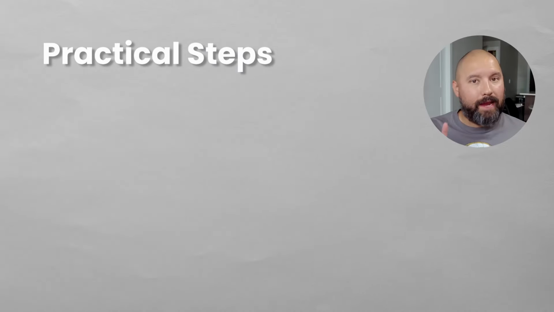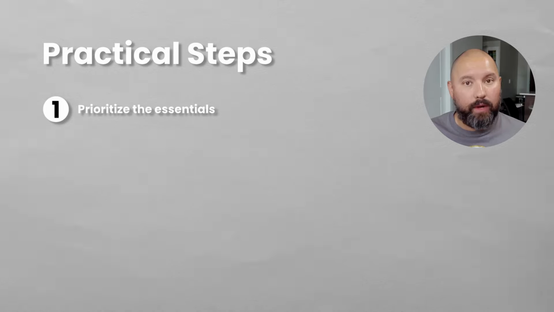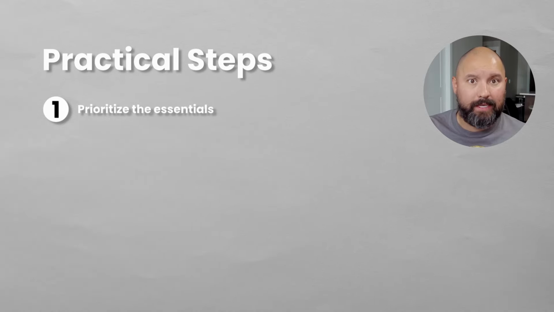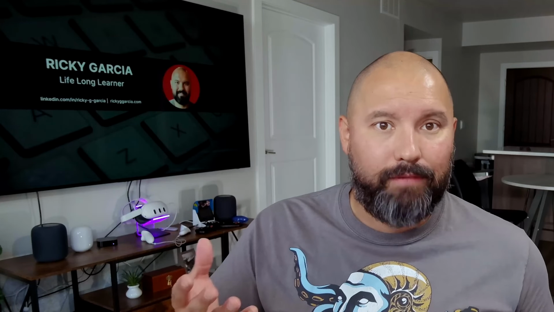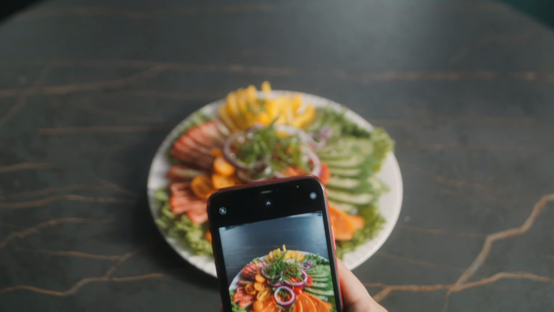Let's use 2 practical steps to simplify. Step 1, prioritize the essentials. Focus on what's necessary, identify core tasks or components that will drive your project forward. For example, the essentials are booking flights, securing accommodations, and selecting key activities. Extras like exploring quirky restaurants can wait.